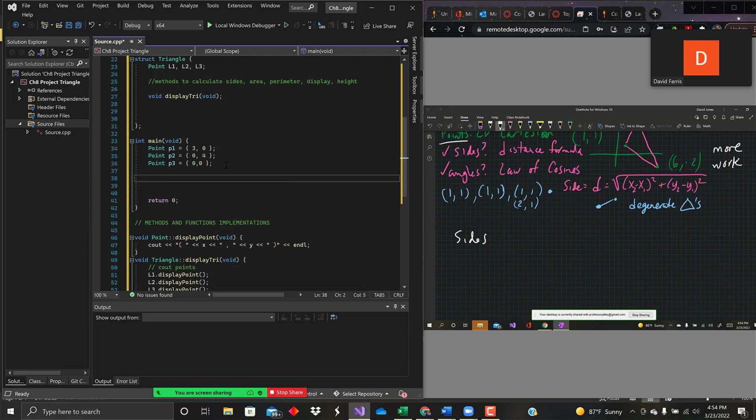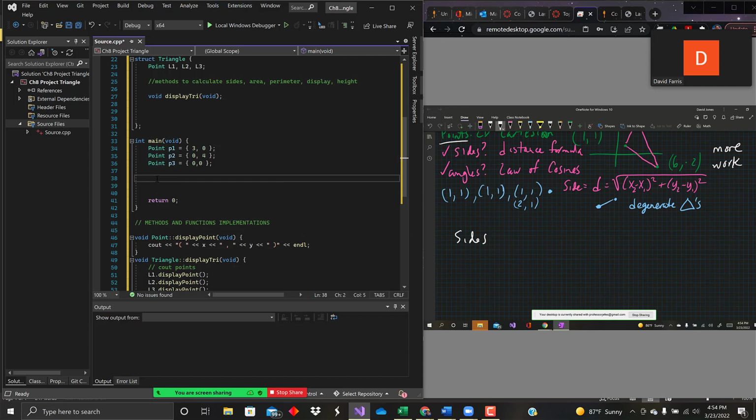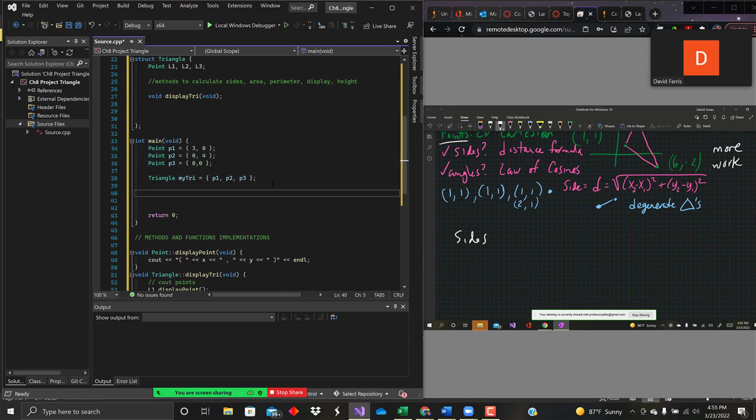Oh. So your triangle method there is referencing your point method, and your point method is saying to cout the points. Yeah. Points. So I need to make a triangle. My try. I like it. Triangle, my try, and it takes in, since I've already made them, P1, P2, P3. I need an equal sign in there. And now I can do my try and I can do display. Display try.